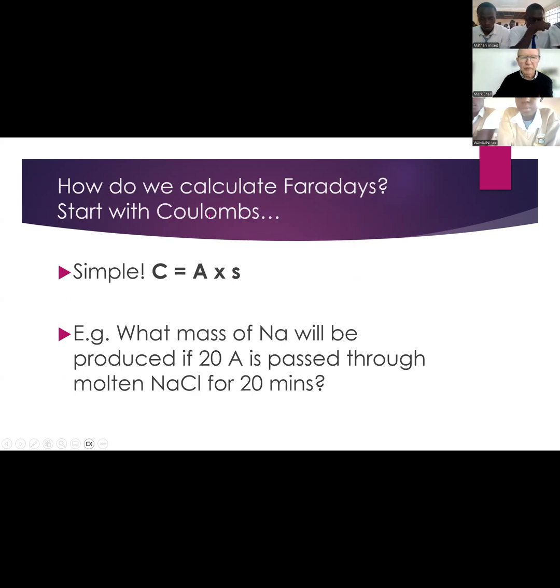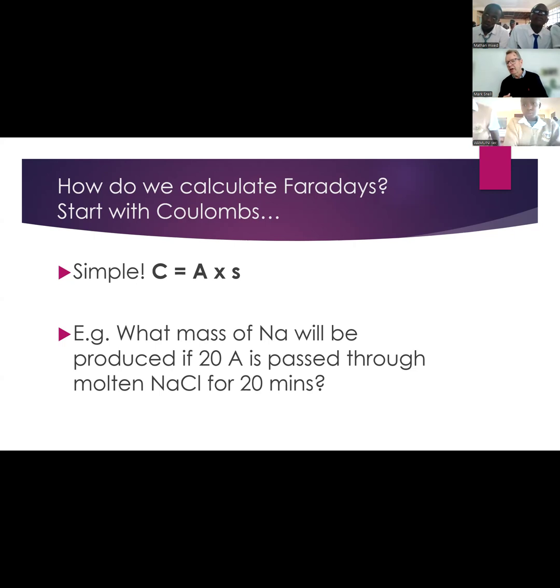Okay, so how do we find coulombs? Well, coulombs is amps times seconds. That's really important. Coulombs is amps times seconds. So let's try an example. What mass of Na will be produced if we have 20 amps for 20 minutes?